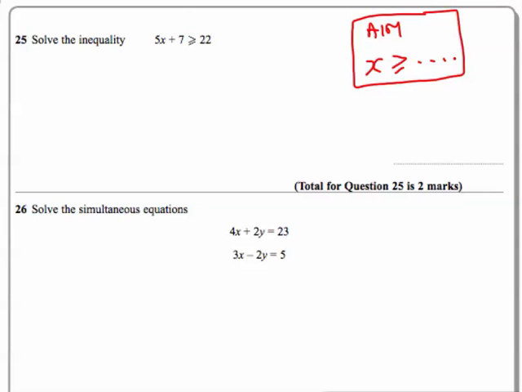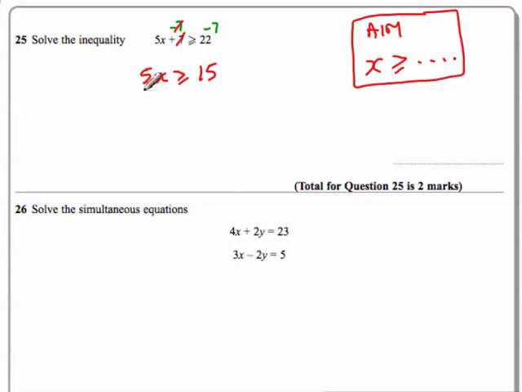What do we do? Okay, so the first thing is to get rid of this minus 7 here, isn't it? So we do minus 7 there, but we've got to do minus 7 there as well. And if we do this, we get 5x on this side of the equation. These two will cancel out. Is more than or equal to 22 minus 7 is 15. Okay.